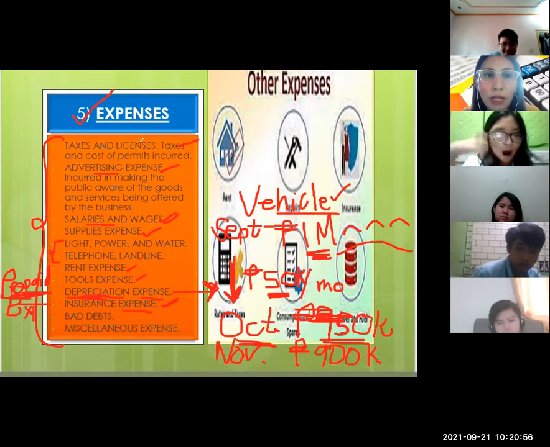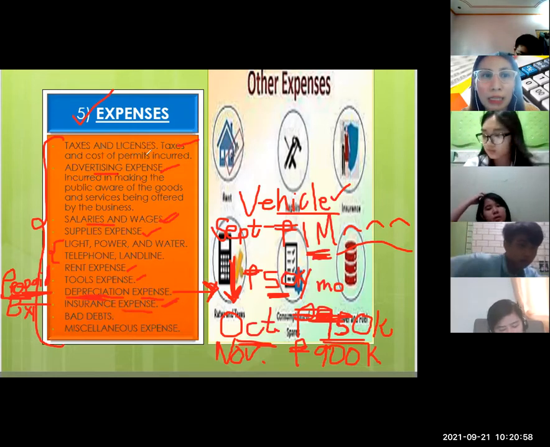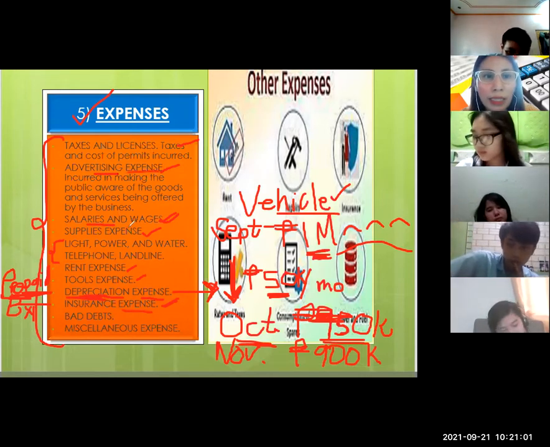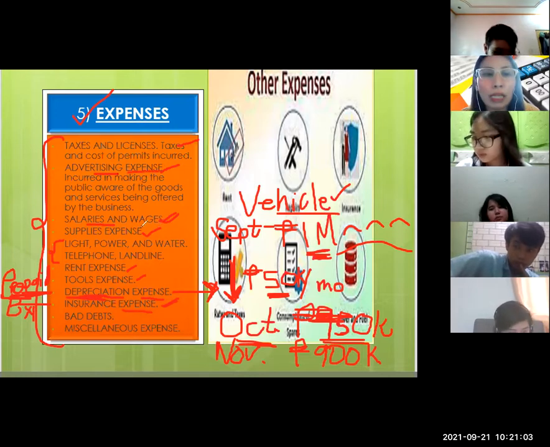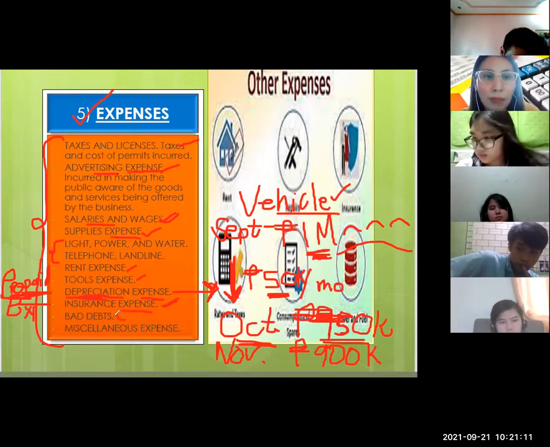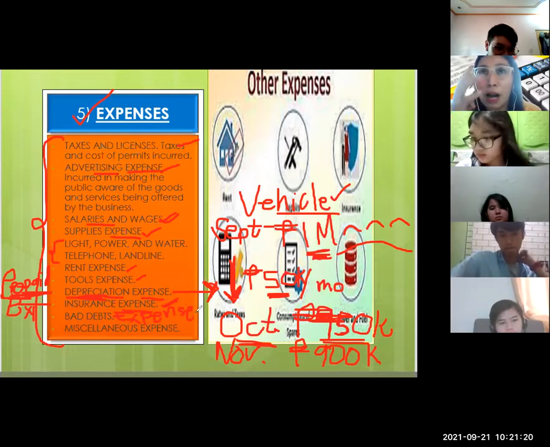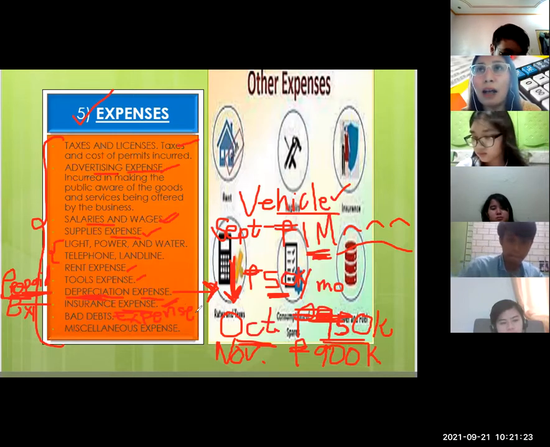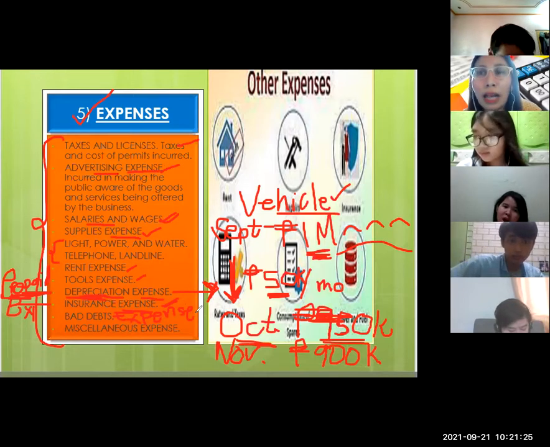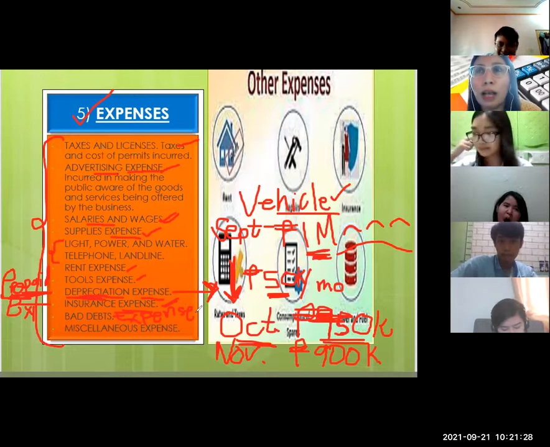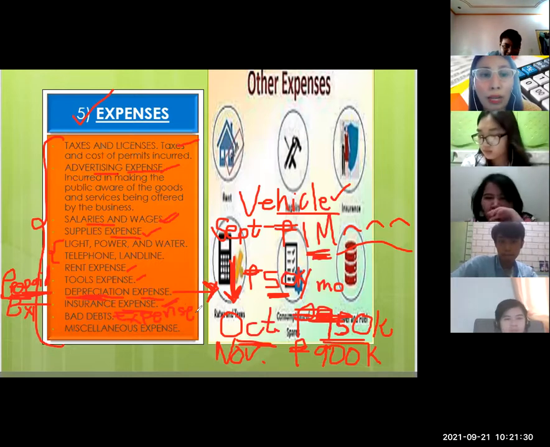Pero as you can see, meron yan mga taxes and licenses expense. Advertising expense, you will not be confused kasi merong expense na term sa title. Okay? Bad debts expense. Ano ba yung bad debts expense? So, yung bad debts expense are expenses that the client or customers cannot pay a certain amount anymore.